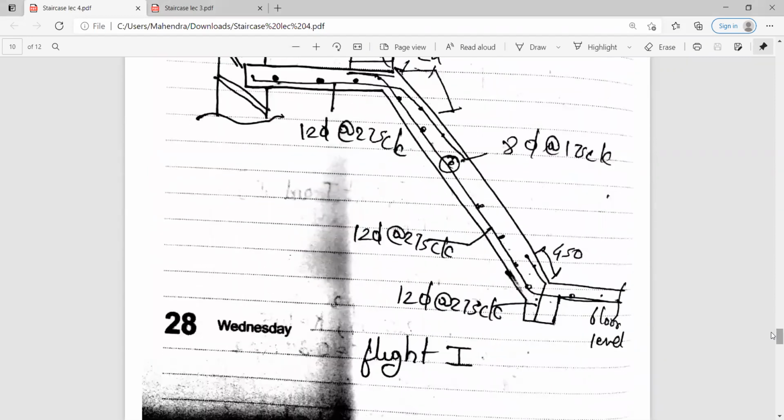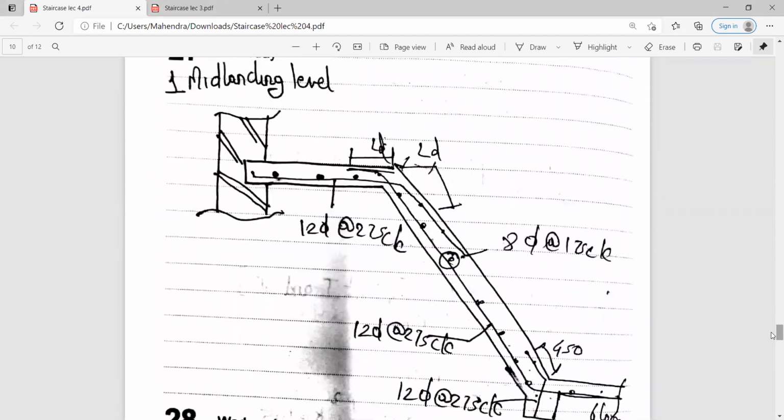Here we need to design for flight 1, flight 2 and flight 3. So this is for flight 1. This is your mid landing level. As you can see, this is your main reinforcement, that is 12 phi at the rate of 275 millimeter center to center. And this is your secondary reinforcement, that is of diameter 8 phi at the rate of 175 center to center. This is your development length.